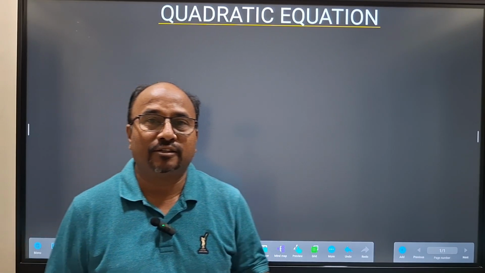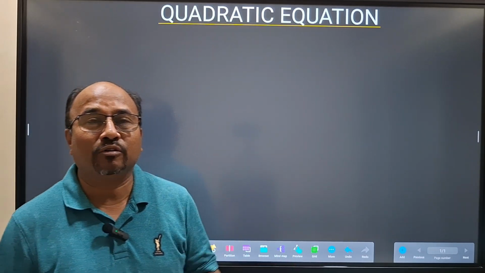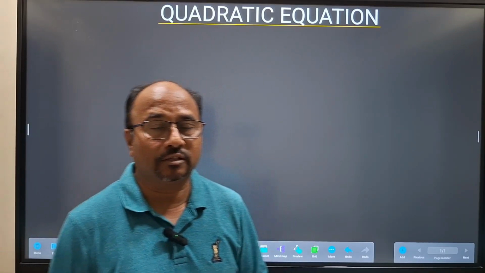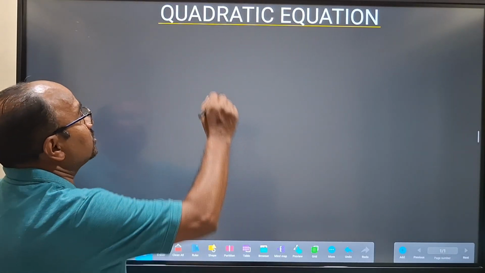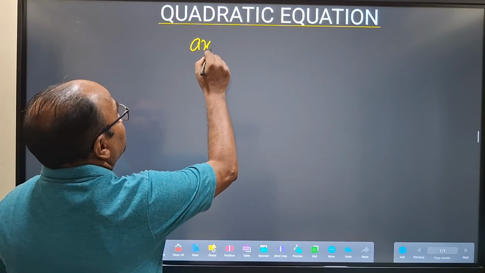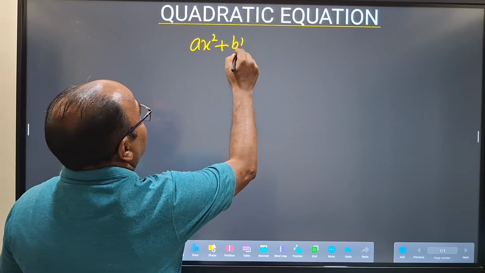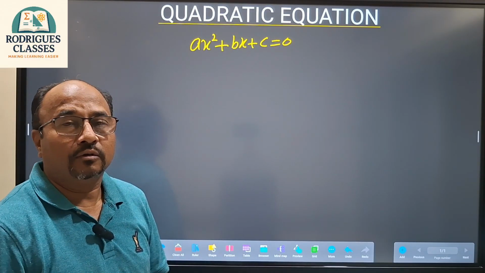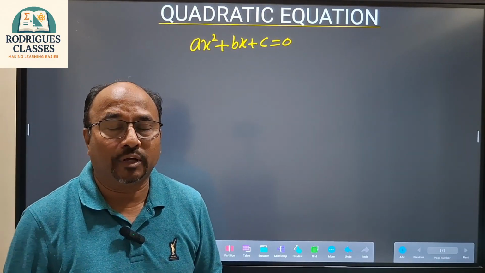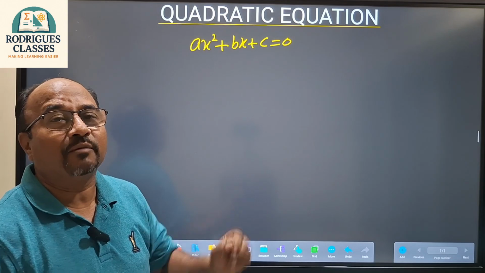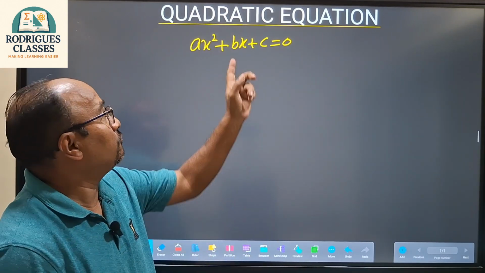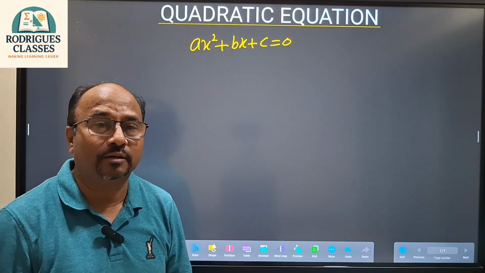Hello students. So today we will be seeing about quadratic equations. Now what is a quadratic equation? If I write an equation in this format, ax square plus bx plus c equals to 0, this will be a quadratic equation. You can see the variable x has a power of 2 first, then it has a power of 1 and then it is a constant term.